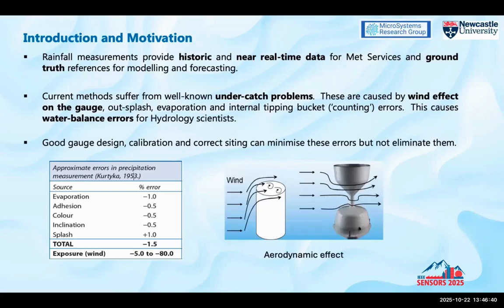So just to visualize what I'm talking about here, rainfall traditionally is caught in rain gauges, and we have a surface area of a gauge here, and when the wind blows across the gauge, it causes turbulence in the top of the gauge, which then extracts rain that would have normally fallen in there, and therefore it is not measured. So good gauge design and calibration and correct siting can minimize these errors, but it will never eliminate them. The fact that you've got an object here is going to cause some errors.